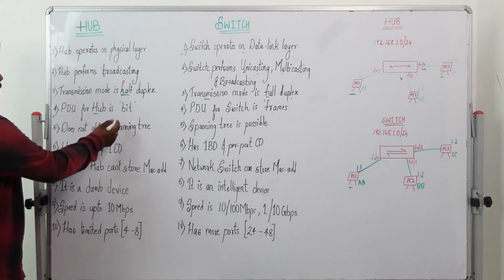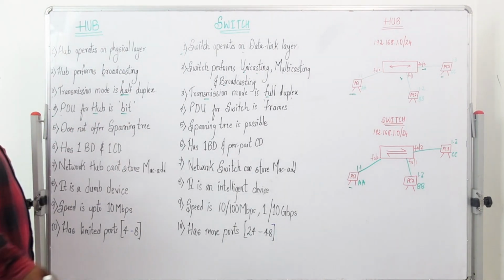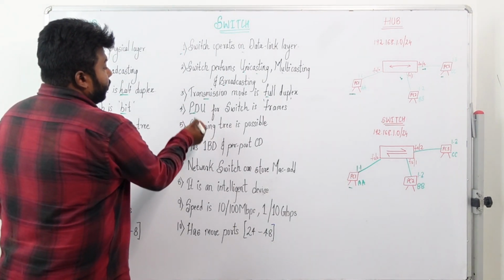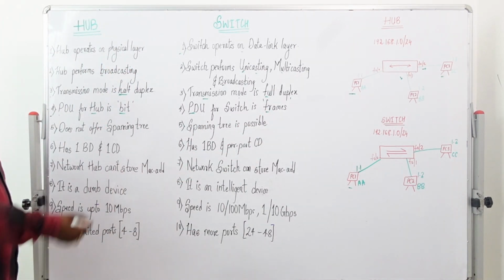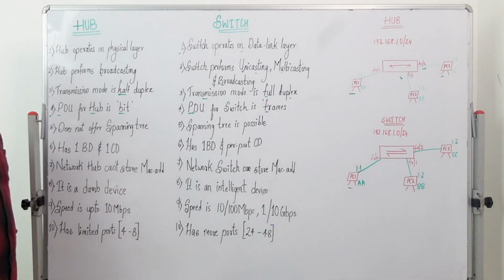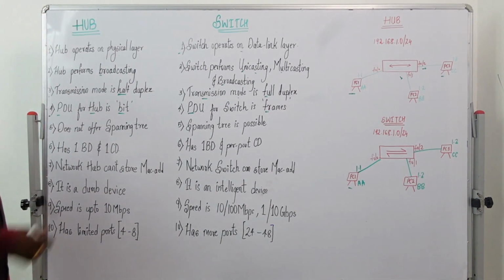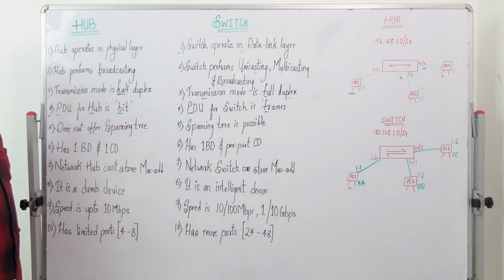Now if you talk about the fourth difference, the PDU which the hub uses is in the form of bits, right? If you talk about the PDU of a switch, it works based on frames. What you understand by PDU is, it stands for protocol data unit. It tells us the representation of the data.